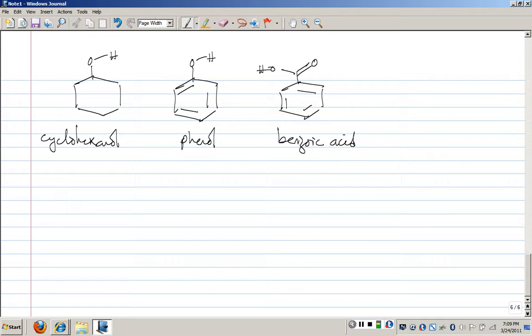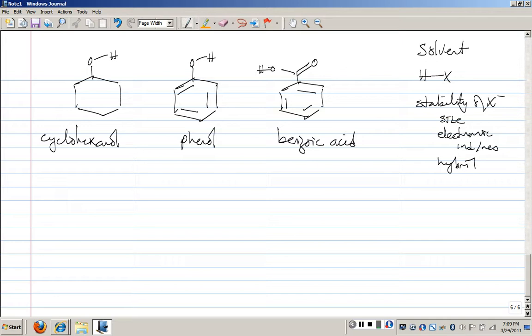Well, what does the strength of an acid depend upon? It depends upon the solvent. It depends upon the HX bond. It depends upon the stability of X minus. And that has several factors to it, right? That is a matter of size. It's a matter of electronic effects, which are induction and resonance, right? Induction and resonance, and of course hybridization. Well, unless I'm told otherwise, my solvent is the same, a non-factor.